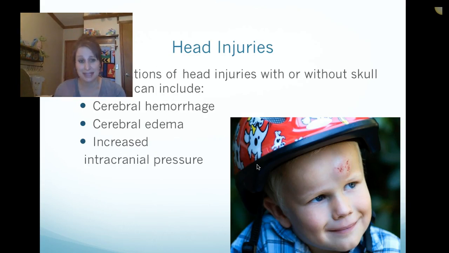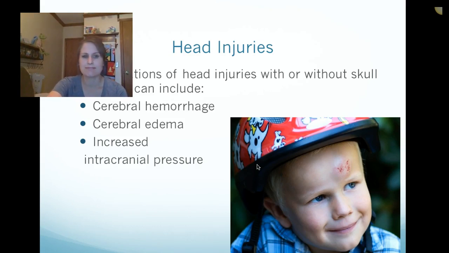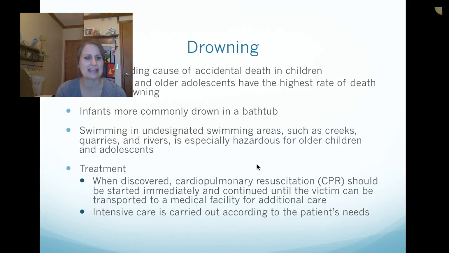You see a lot of times where they'll get a big goose egg on their head, and it looks bad, but at least with it going out, it's better than going in. Complications of head injuries, with or without skull fractures, can include cerebral hemorrhage, cerebral edema, and increased intracranial pressure. So we're always watching for any signs of increased ICP.